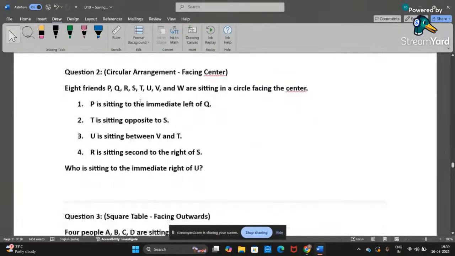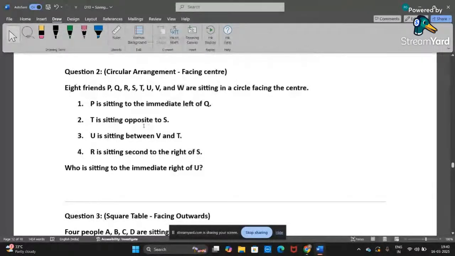Okay, we'll move on to the next one. Let me read the question. Eight friends P, Q, R, S, T, U, V, W are sitting in a circle facing the center. P is sitting to the immediate left of Q.